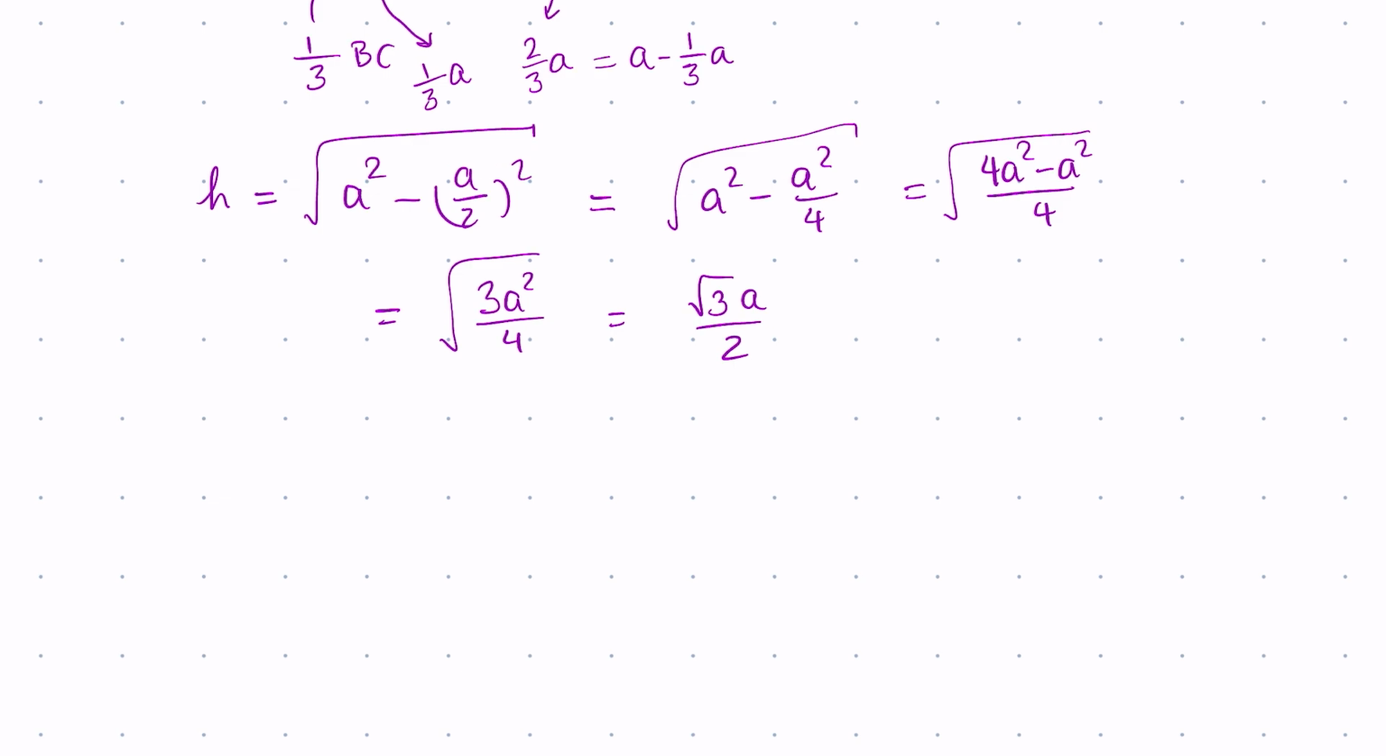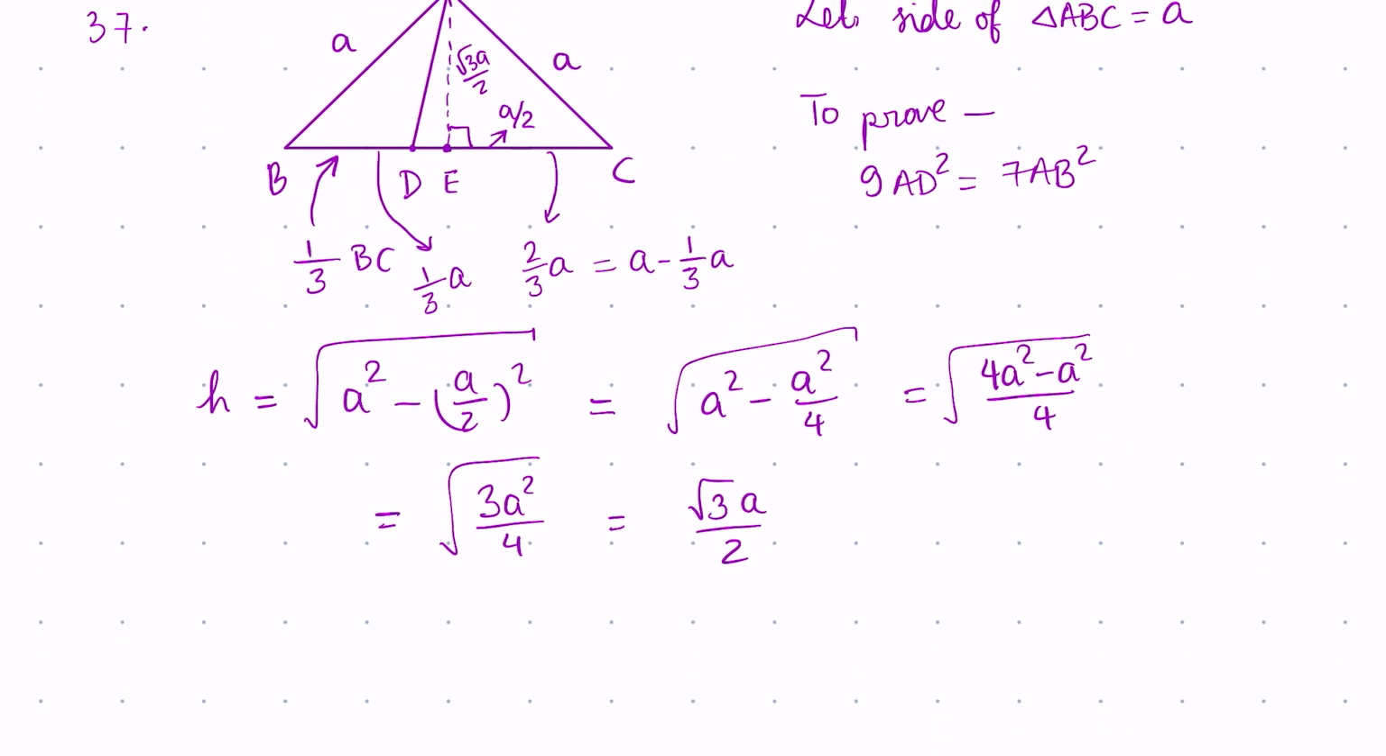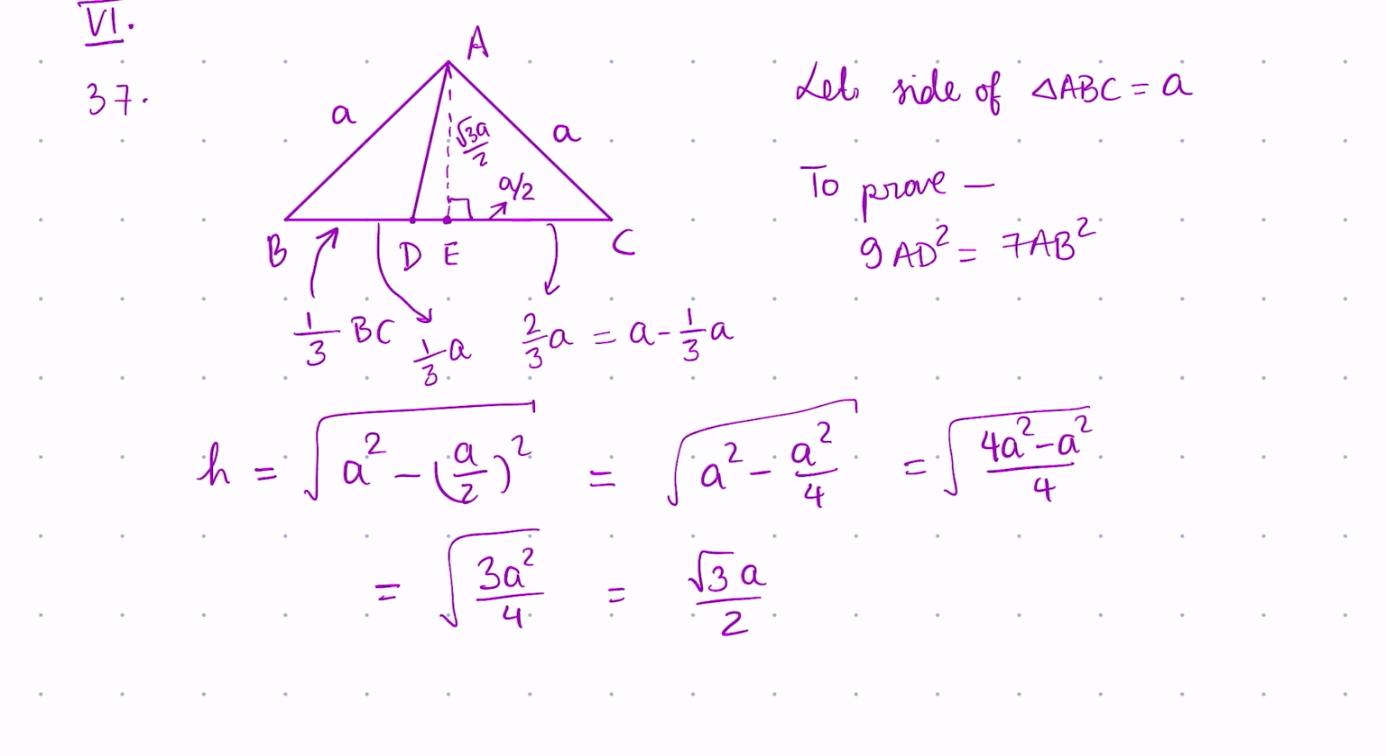So next, let's draw two more lines. So we construct a line from here that is perpendicular to the side AB. Let's call this P. Similarly, we draw another altitude from here to the side AC. Let's call this Q.